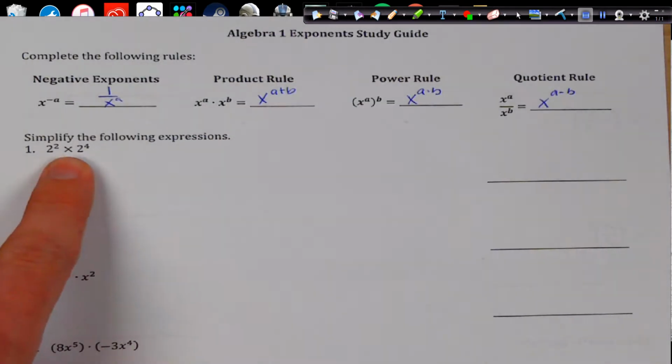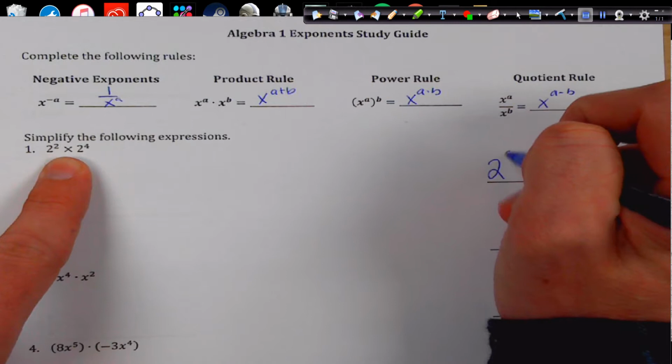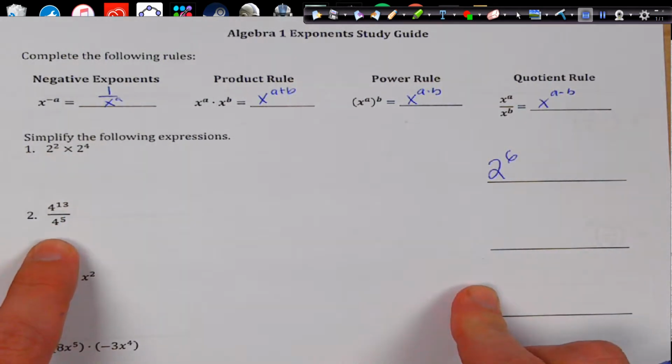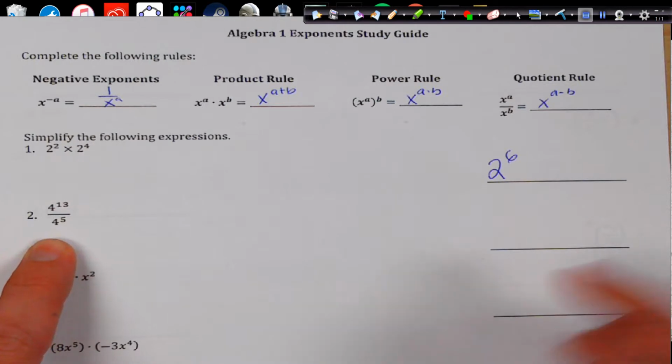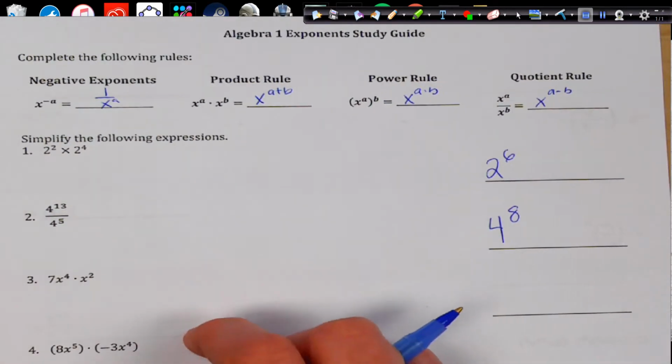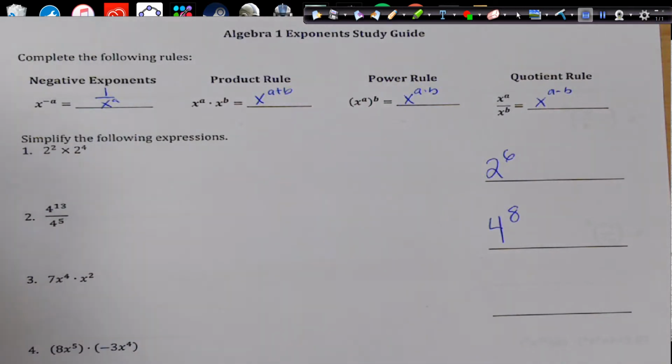If they have the same base, we add our exponents, so it's just going to be 2 to the 6th power. We could evaluate that, but we're just going to simplify. We have same base, so we can subtract our exponents. That's going to be 4 to the 8th power. 13 minus 5 is going to give us 8.